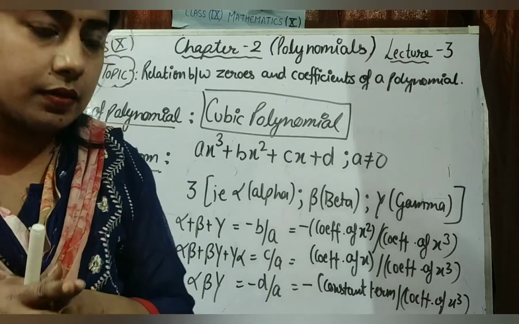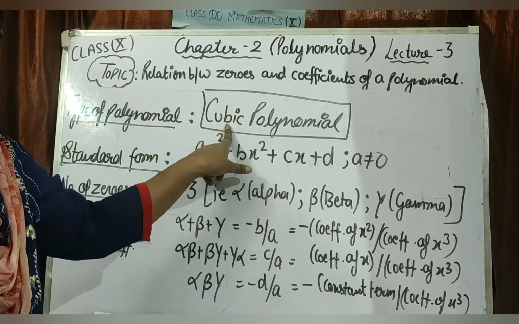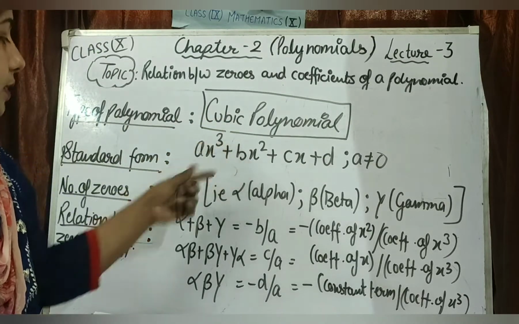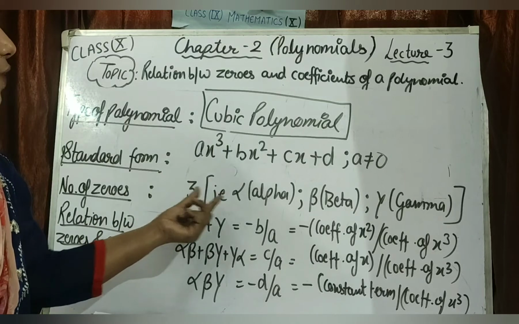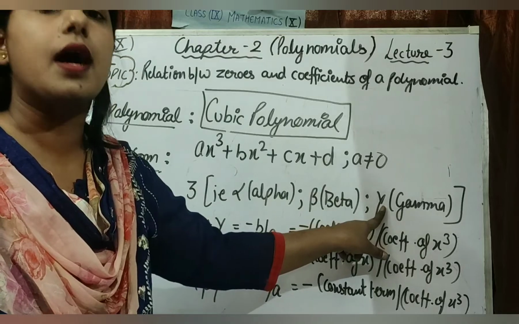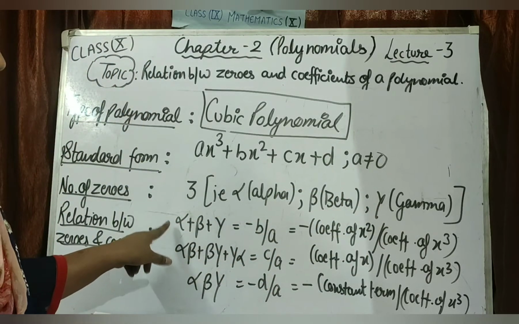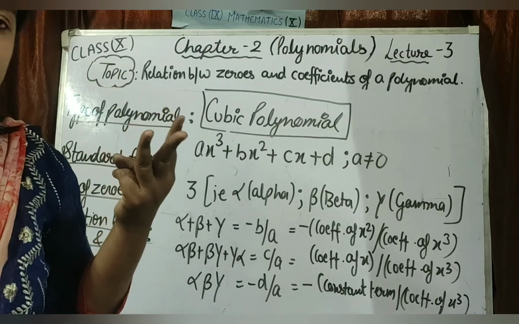So please remember all these standard forms so that you can easily identify the coefficients of x cube, x square, and constant terms. Now, as it is a cubic polynomial, meaning degree 3, the number of zeros is 3 here. So let them be alpha, beta, and now I am including one more, that is gamma. Now see the relationship between these zeros and coefficients. We have three relationships between them.